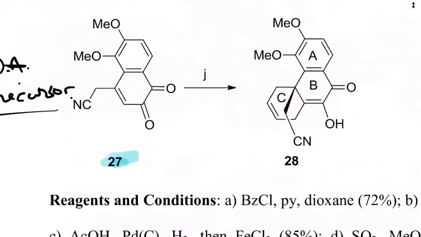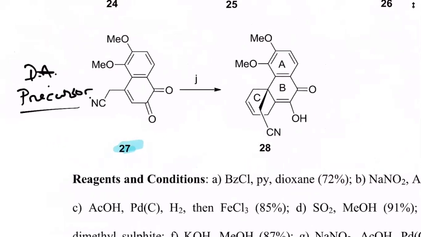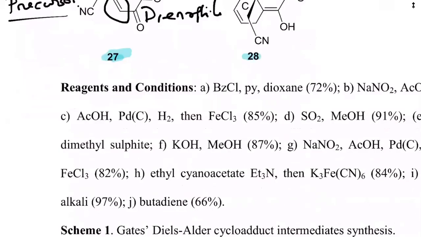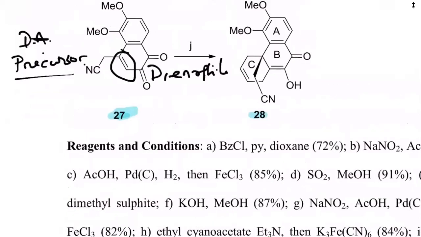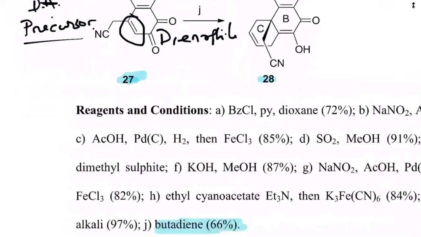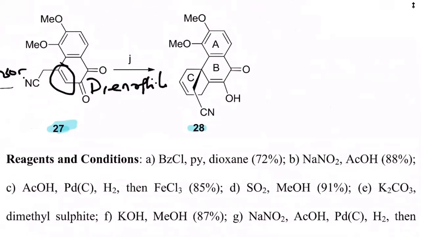All right, so you got a precursor to your Diels-Alder right there in 27. And if you look from 27 to 28, right, you can actually see that the third ring is built in now. Can you see that? So you went from here, this is your dienophile. Right? And then if you look at the reagents in J, all they did was warm that up with butadiene. And they got the Diels-Alder product with that stereochemistry in 66% yield. It doesn't talk about the enantiomer selectivity.